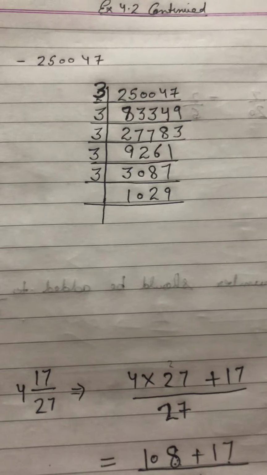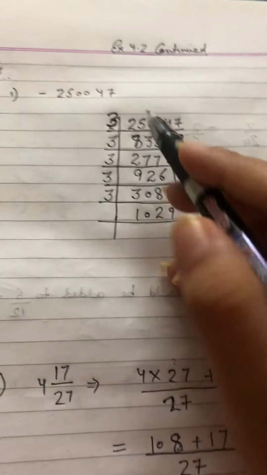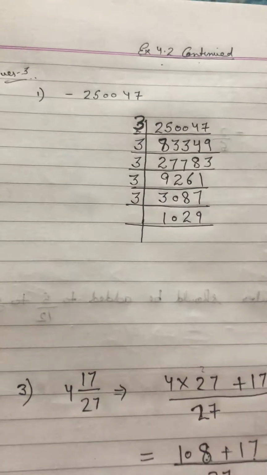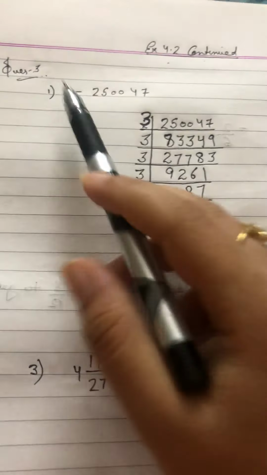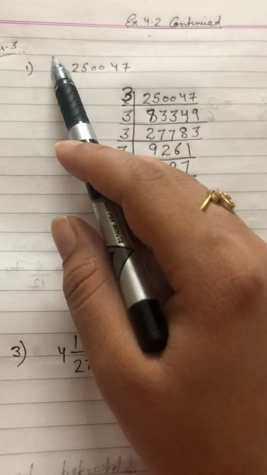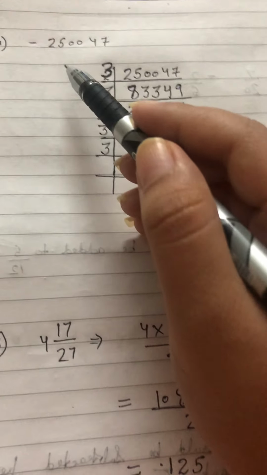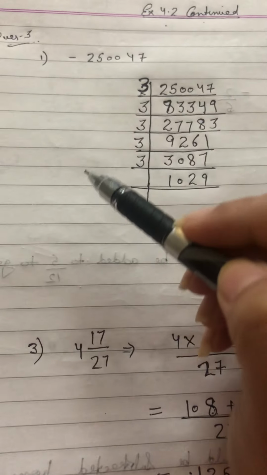Good morning, students. Today we're continuing with exercise 4.2. Yesterday we did question number 1 of exercise 4.2. Question number 2 we are not going to do. Cancel it. Question number 3, first part. They have asked you to find the cube root of the following numbers.